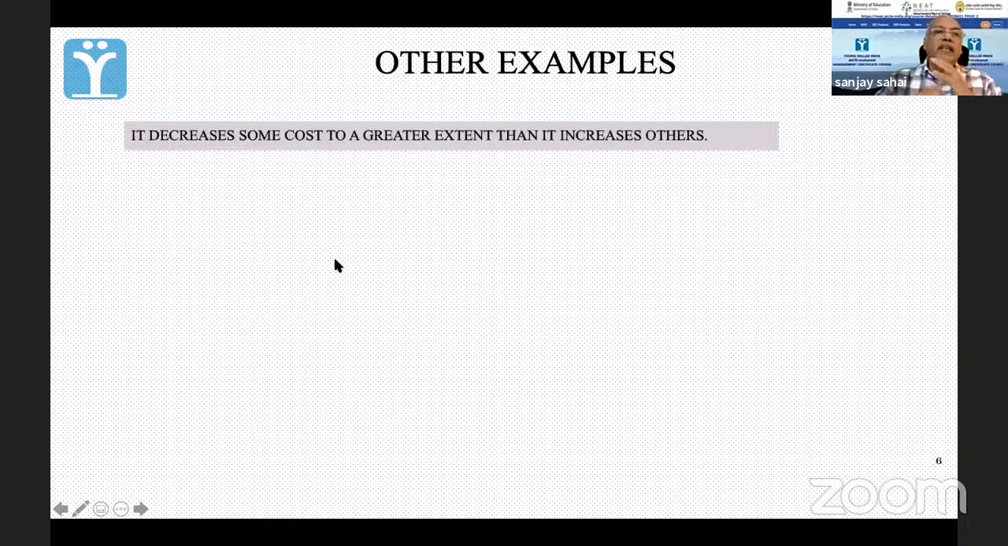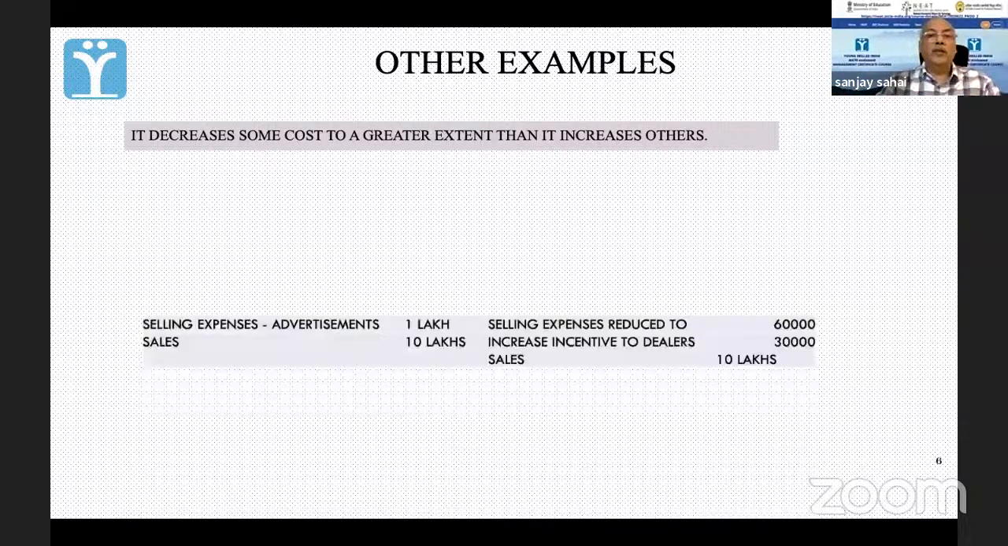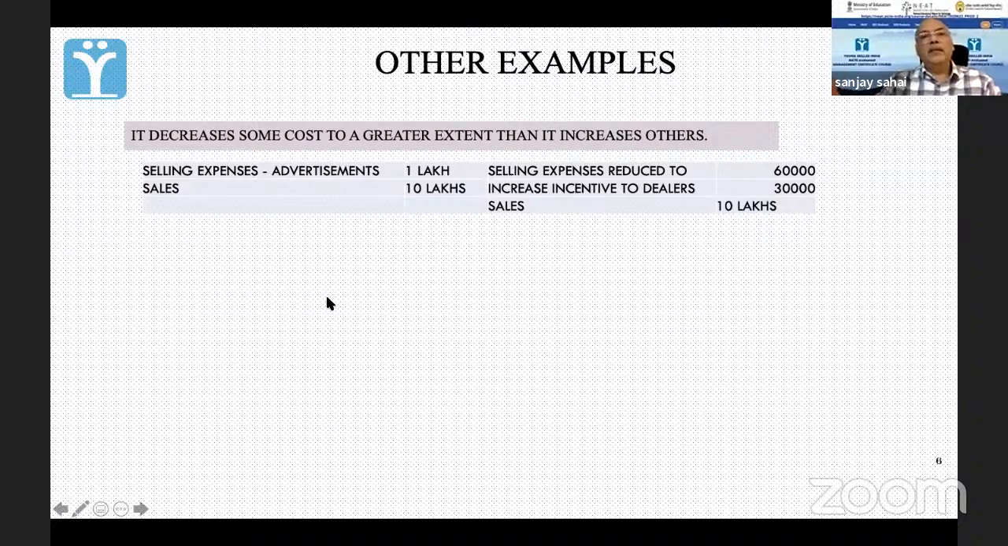Okay. Now let's take the second example. It decreases some cost to a greater extent than it increases others. So some costs are reduced, others are increased, but not to the extent of the decrease in the first one. So let's take an example from the selling expenses. Let's say a company is spending 1 lakh on advertisements, and it decides to reduce this by, let's say, 60,000.